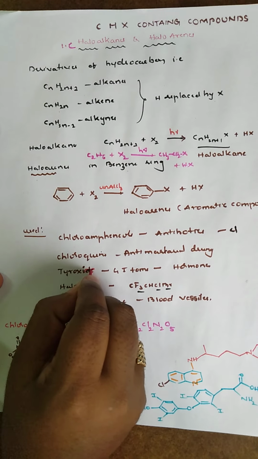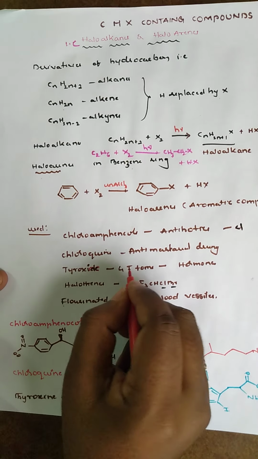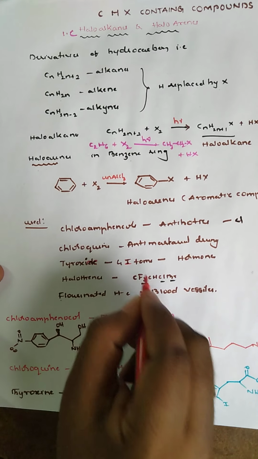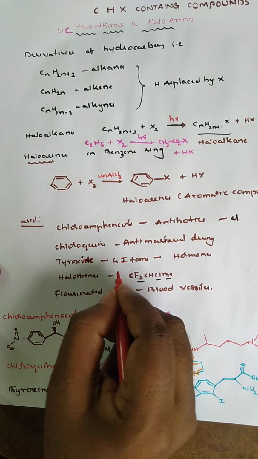Thyroxine is a hormone which is synthesized by the body, consisting of four iodine atoms in thyroxine. These are all halogenated compounds.